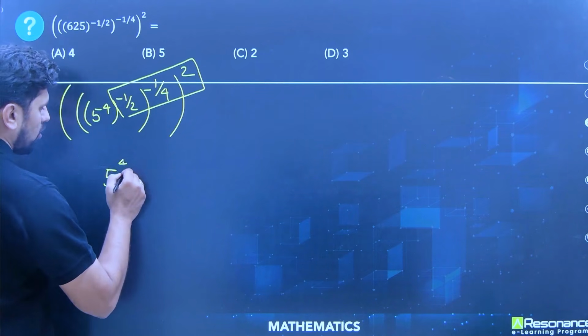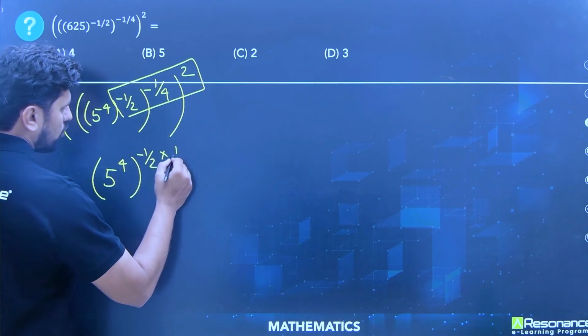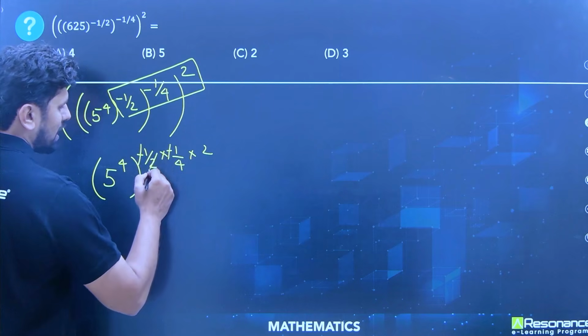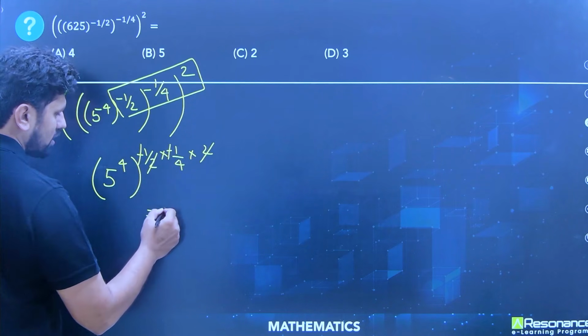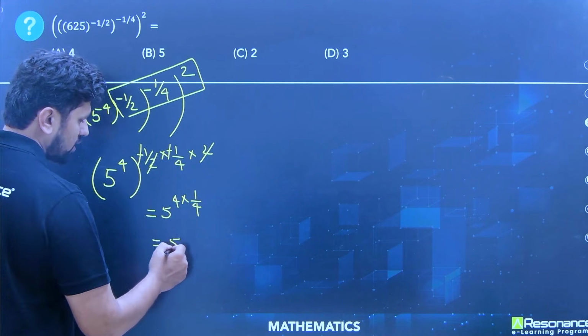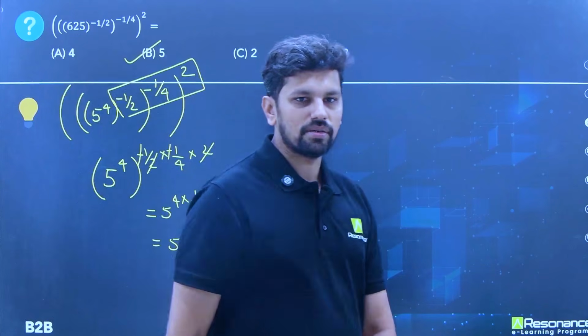So (5 to the power 4) whole to the power minus 1 by 2 into 1 by 4 into 2. So minus minus will be cancelled, 2 and 2 will be cancelled. So 5 to the power 4 into 1 by 4, that is 5 to the power 1. So our answer will be option number B.